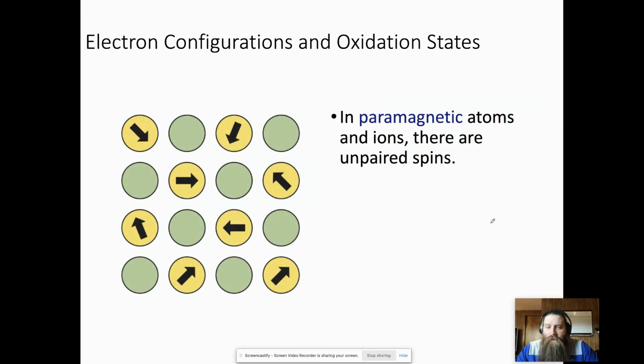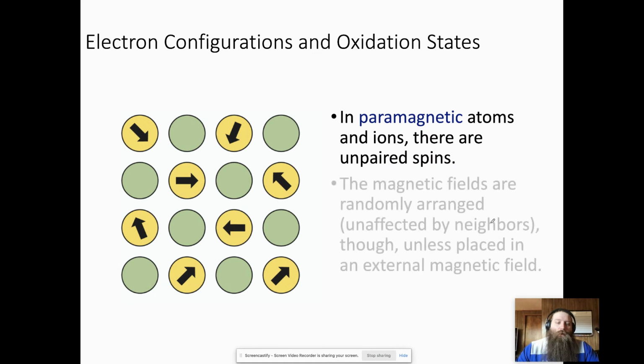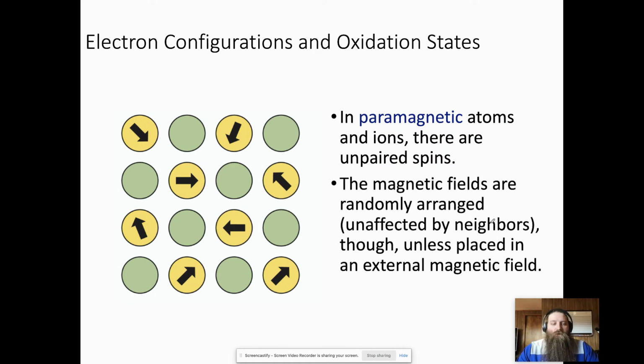If we have paramagnetic atoms, then in paramagnetic atoms, the magnetic fields of certain components are randomly arranged and they are unaffected by their neighbors. This is really important. This is the difference between paramagnetism and ferromagnetism. And so paramagnetism, since those spins of the electrons are not affected, they will line up when you put it into a magnetic field and you will see some magnetic behavior.